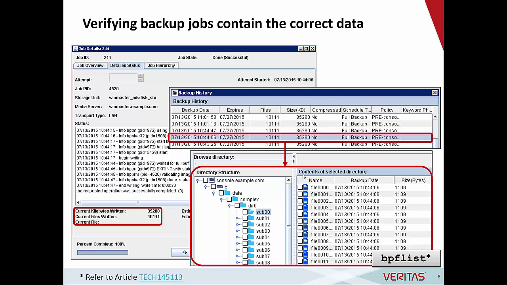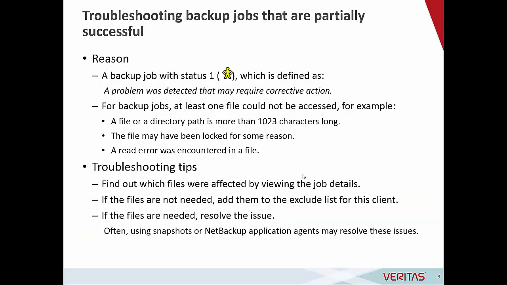bpflist can help with that. The status code 1, like we mentioned previously, is a partially successful backup. Some folks ding their backup teams on status code 1s and count them as failed jobs, and that's not really fair. It is exactly what it says it is. A status code 1 is a partial success. You did back up some of the data. You probably backed up most of the data.